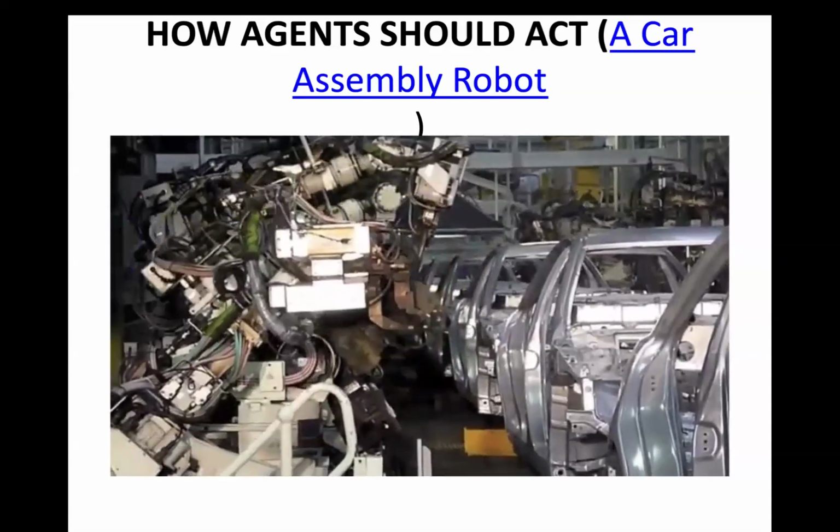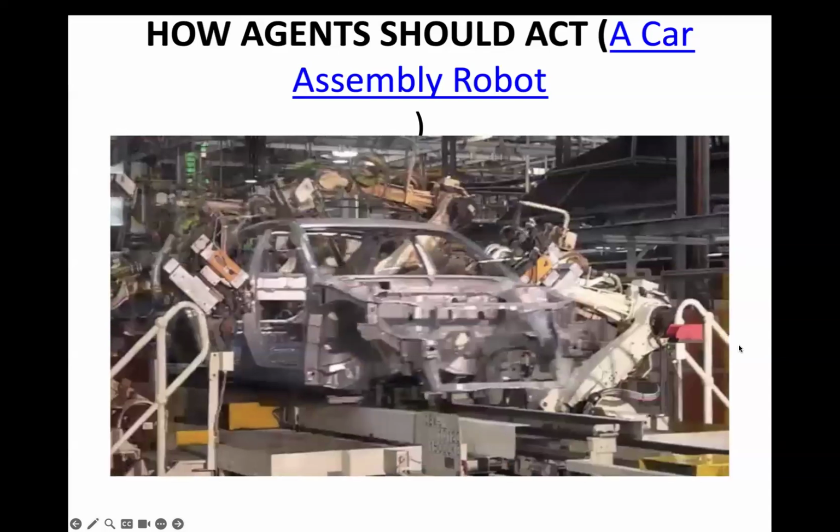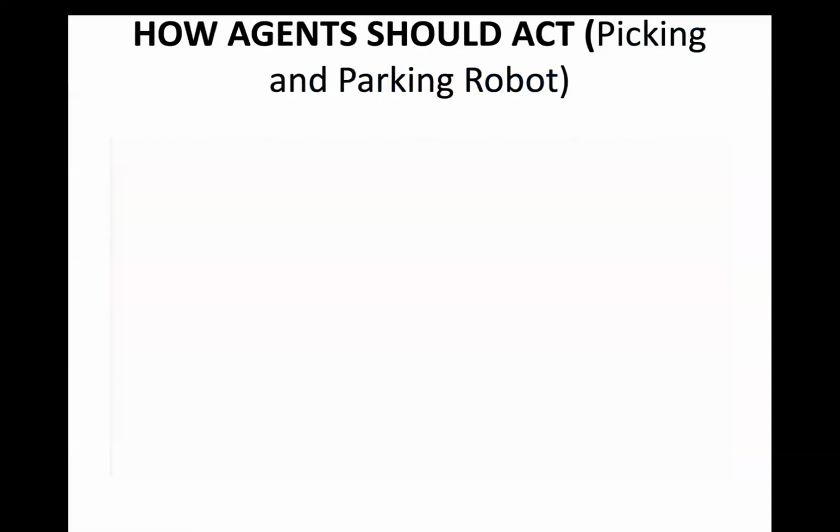Now, such a system also qualifies to be an intelligent agent. The agent has to perceive where the car is, and that's the positioning of the car, so that the robot hands can put the appropriate fittings to the car. All right, so that's the same thing we're talking about.